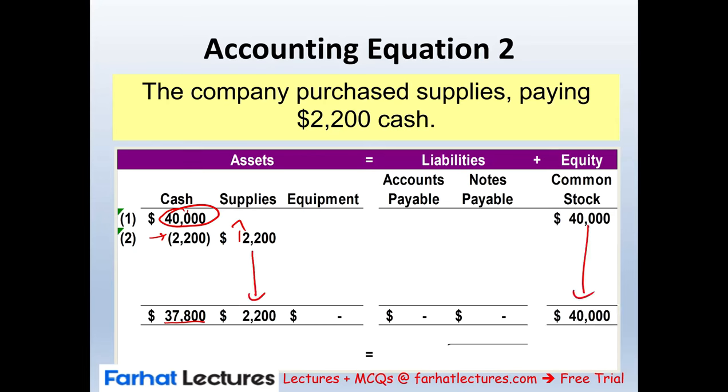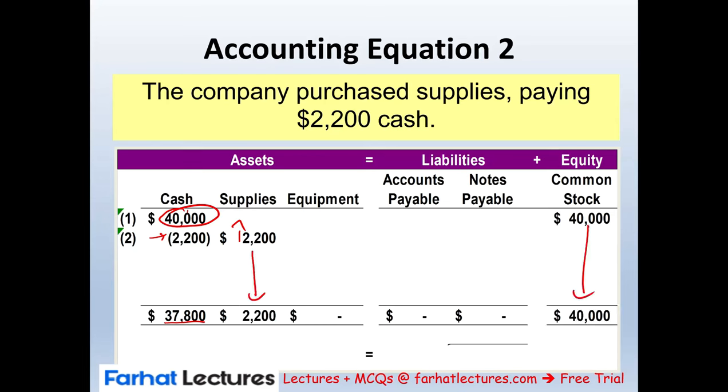Farhat Lectures paid rent of 1,200 and salaries of 500 to employees. Well, what happened? Farhat Lectures needed some help. So they hired someone and they paid them $500. They also needed to rent maybe a space, maybe a piece of equipment. They rented something for $1,200. And they paid it. When we pay, it means cash went down. We gave up cash. We paid cash.